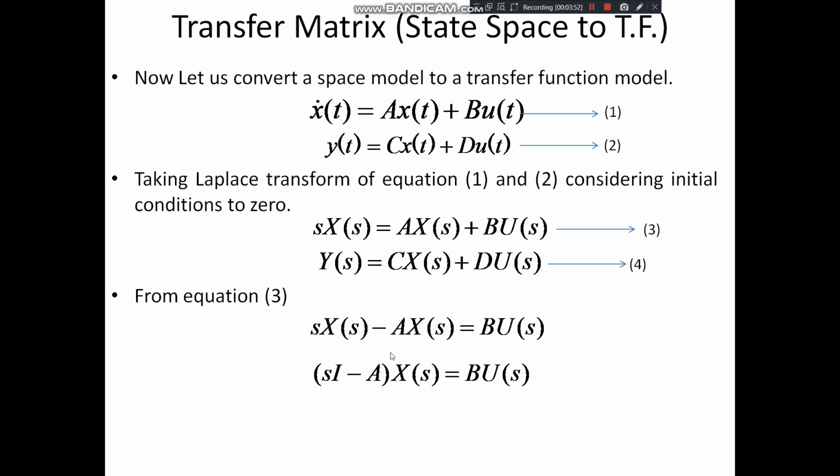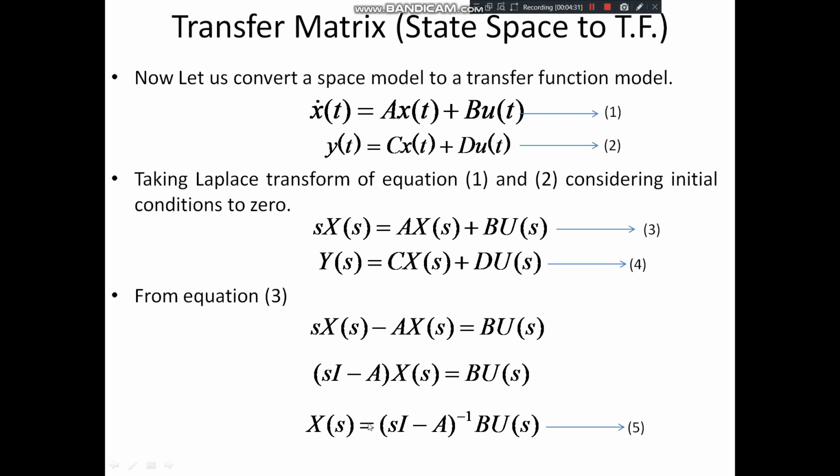Taking X of s common, we represent (sI minus A) into X of s is equal to B into U of s. Here, this I represents an identity matrix which has the same order as that of the matrix A. This identity matrix is nothing but an n by n matrix with all its diagonal elements equal to the unit value, that is 1, and the remaining elements in the matrix are 0, so that it is easy for us to take the subtraction of the matrices sI and A.